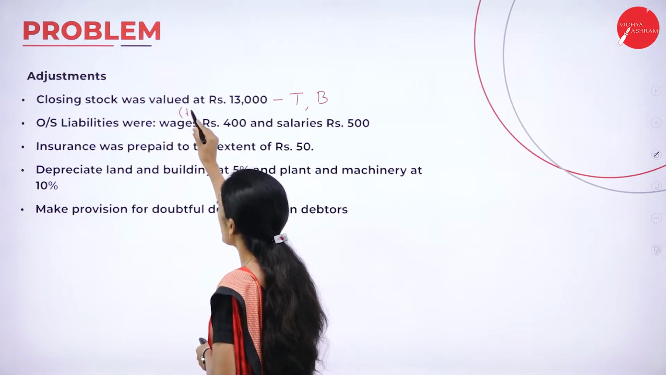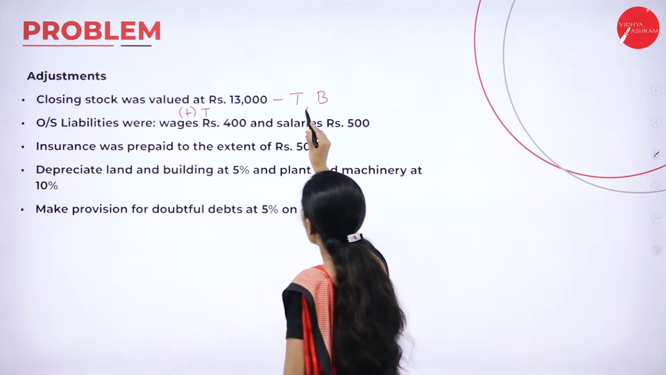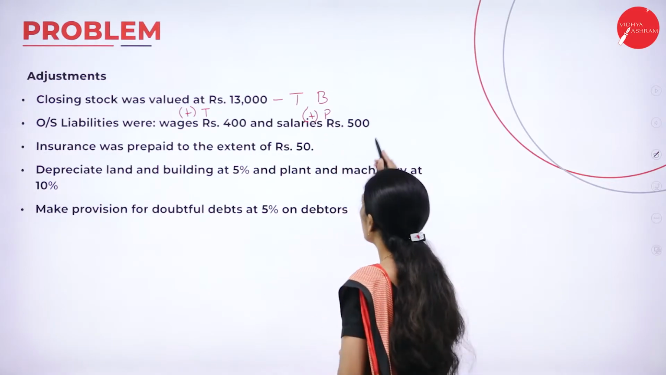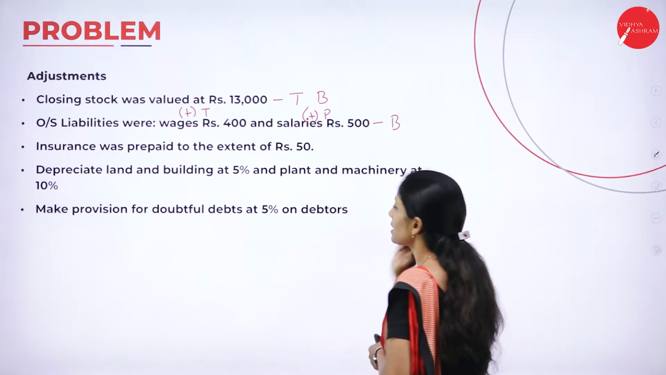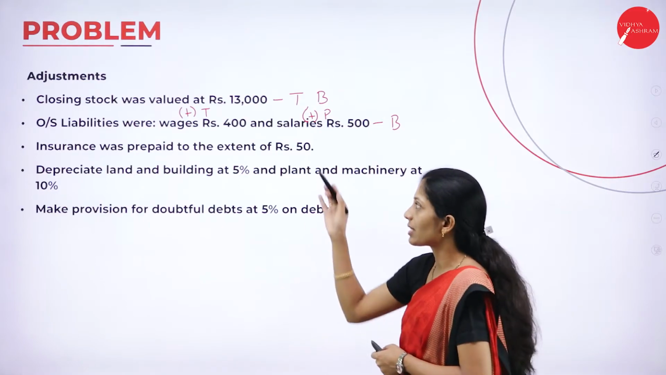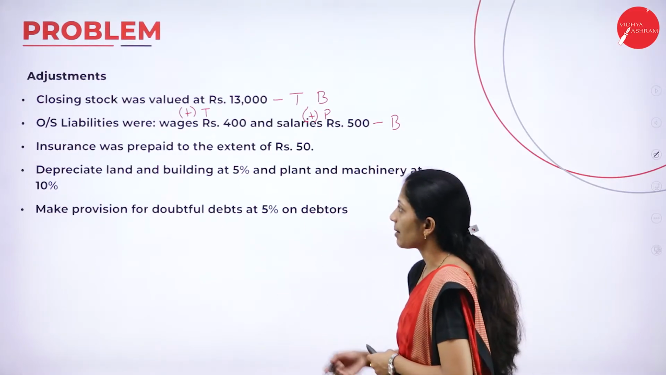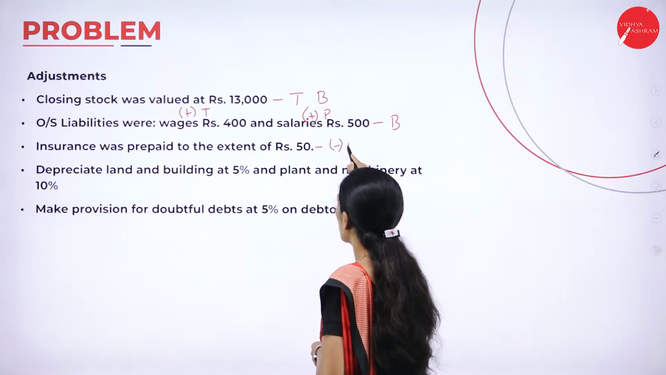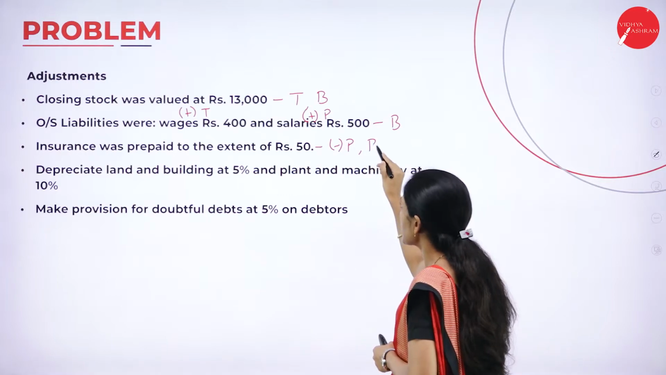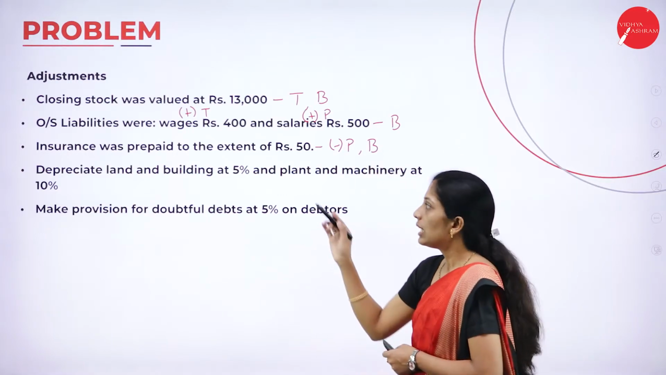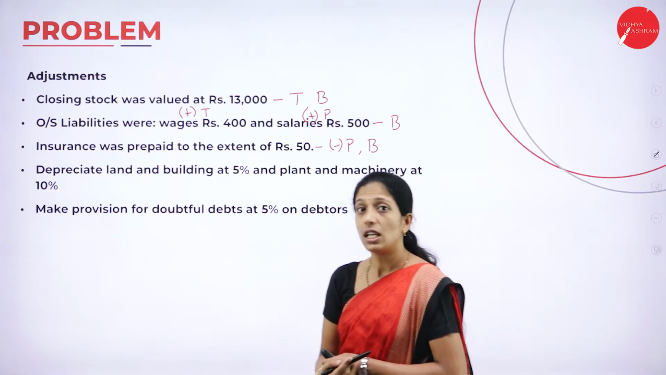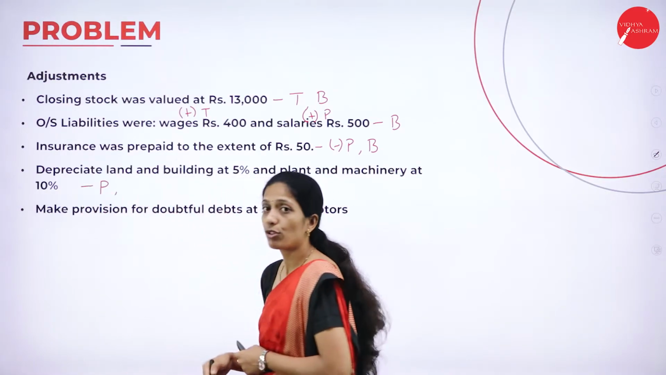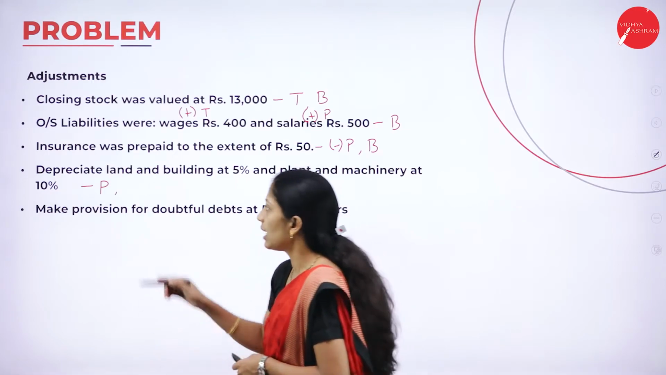Now wages has to be added in trading account and salaries, it has to be added in profit and loss account. Salary, and we'll record in the liability side of the balance sheet because both are liabilities. Insurance was prepaid. So we will minus in profit and loss account and will take in the asset side of the balance sheet. Depreciation. So we have to take in profit and loss account, that is in the debit side, and we have to deduct from the respective asset in the balance sheet.